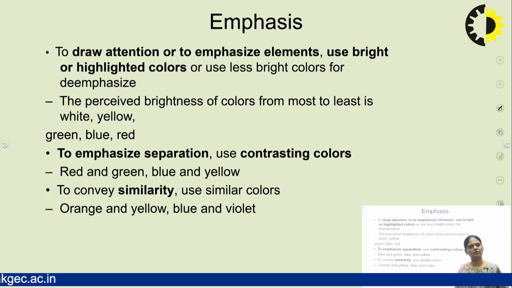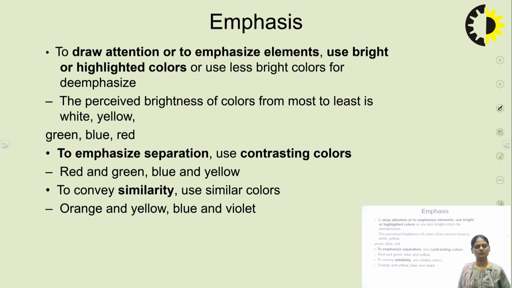So we should use color context-wise. It should not be that we place any color for anything. It should be well decided. To draw attention, that is, to emphasize some element, use brighter or highlighted colors. The perceived brightness of color from most to least is white, yellow, green, blue, red. So from white to red, they are in decreasing order of brightness.